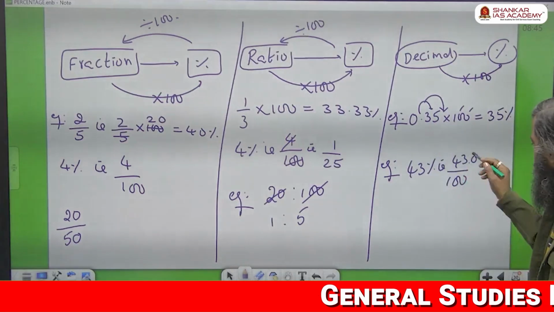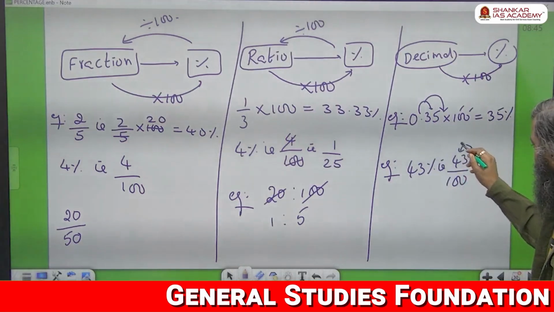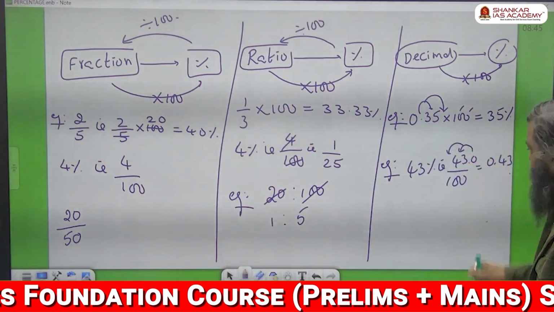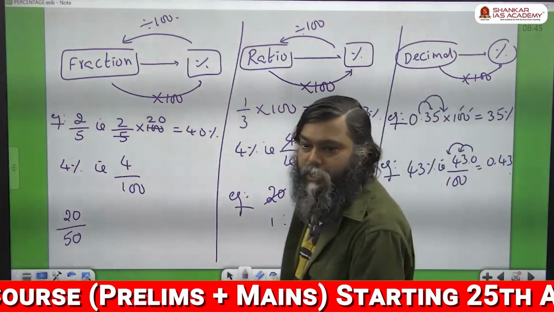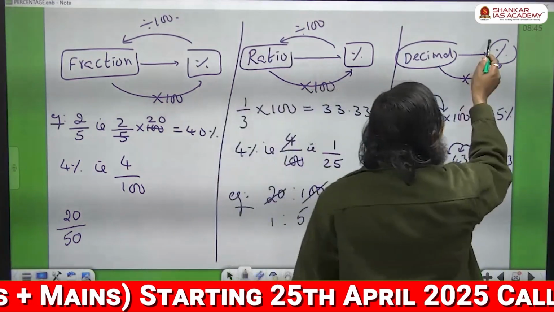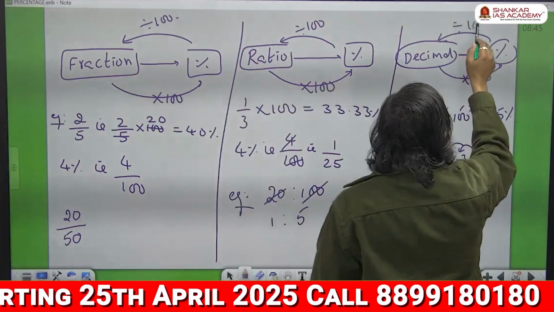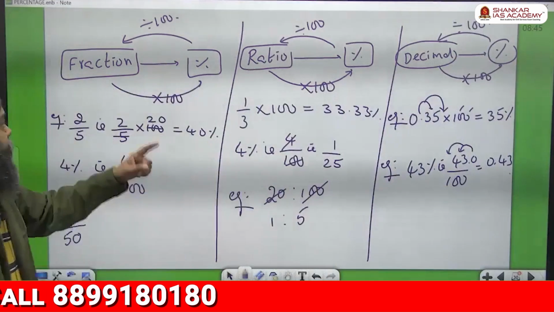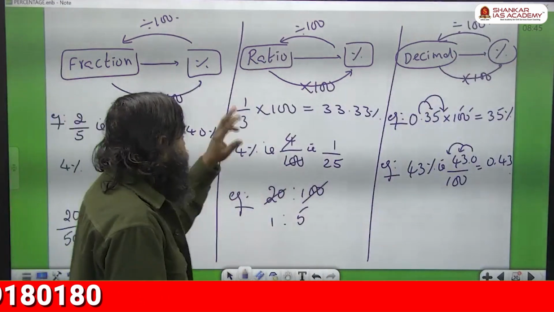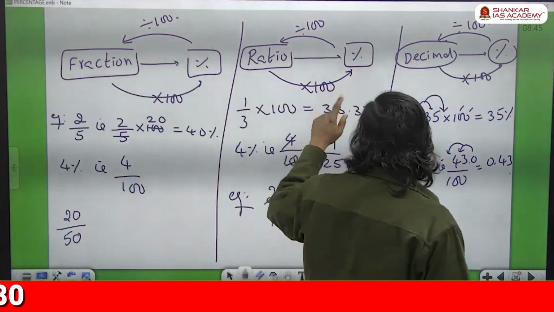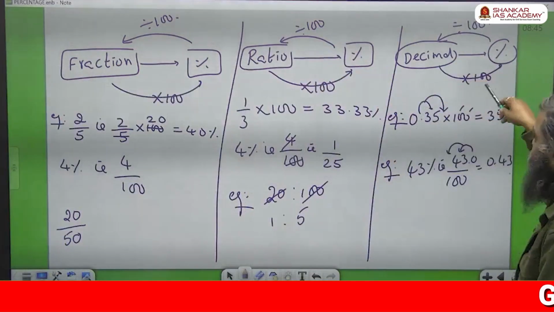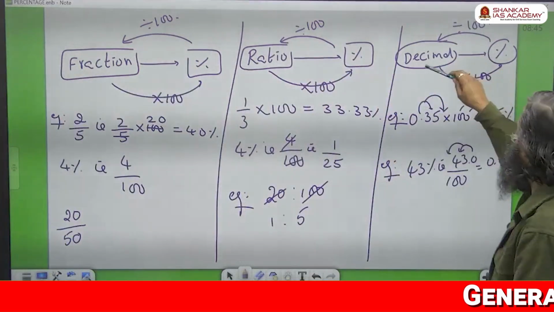How many zeros are there? Two. That means this becomes 0.43. That means you have to divide it by 100. Fraction into percentage means multiply by 100. Percentage into fraction means divide by 100. Ratio into percentage means multiply by 100. Percentage into ratio means divide by 100. Decimal into percentage means multiply by 100. Percentage into decimal means divide by 100.